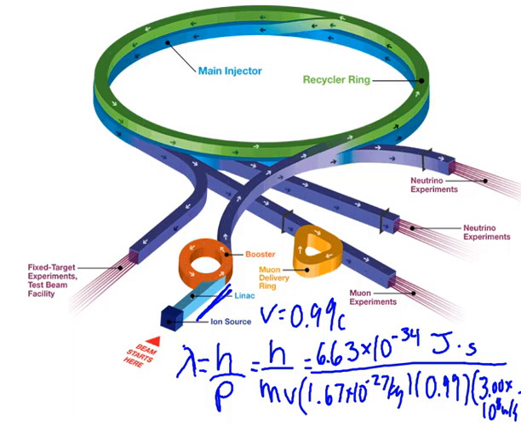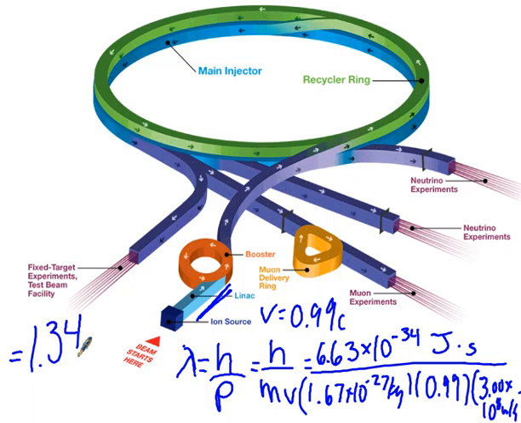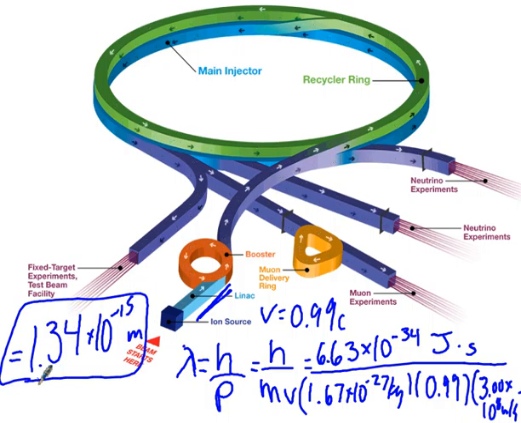I do that calculation, and I find the de Broglie wavelength of those protons in that accelerator to be 1.34 times 10 to the negative 15 meters. So we can do calculations. We can find out more about the wave nature, the particle nature of these different photons, different particles, using these sets of equations that we have.